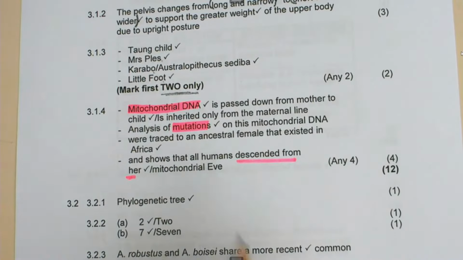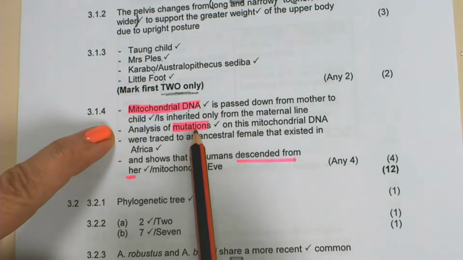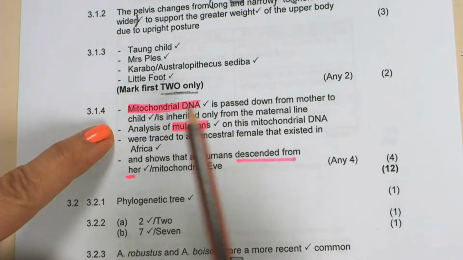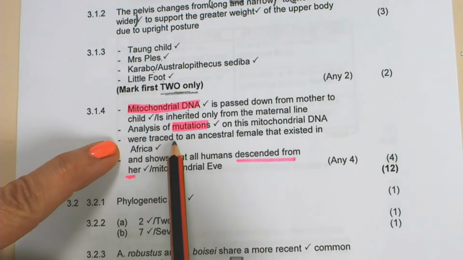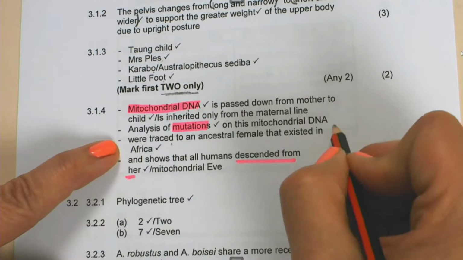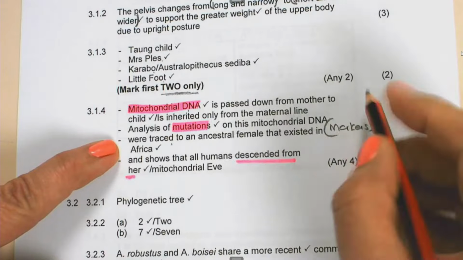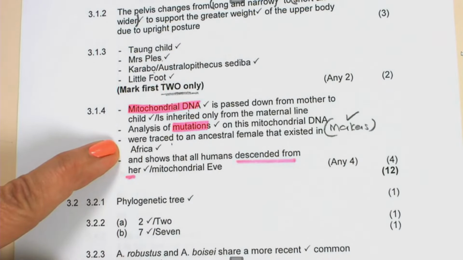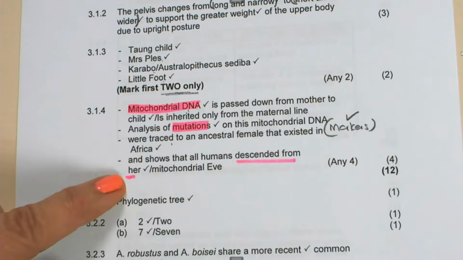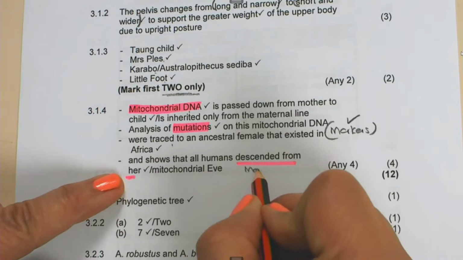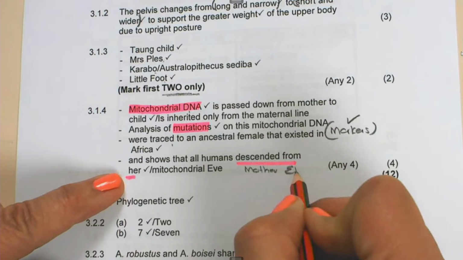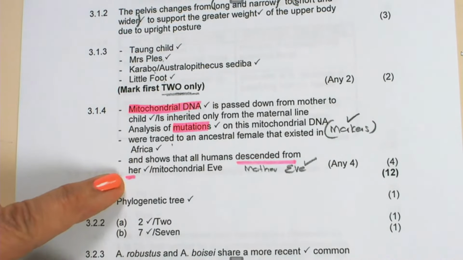So mitochondrial DNA has mutations, and we can track these mutations because they act as markers. The words they act as markers, you can also allocate a mark for that. And these markers we can trace back to Mother Eve also.